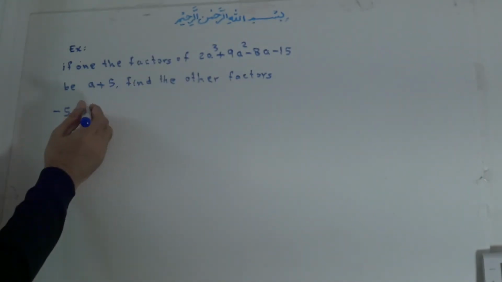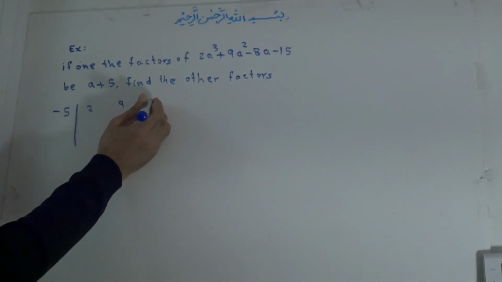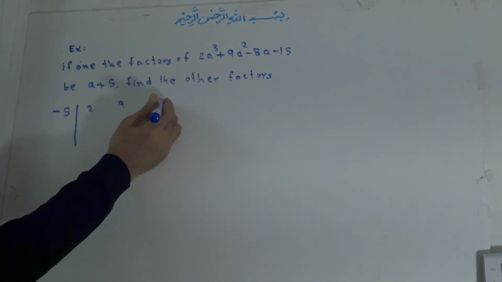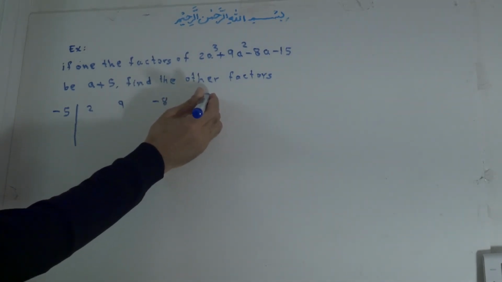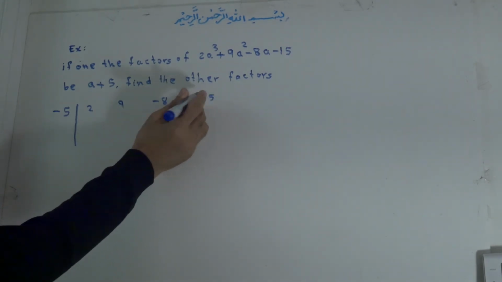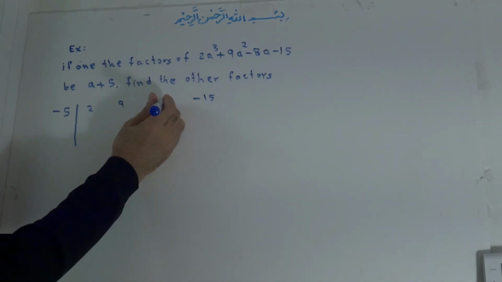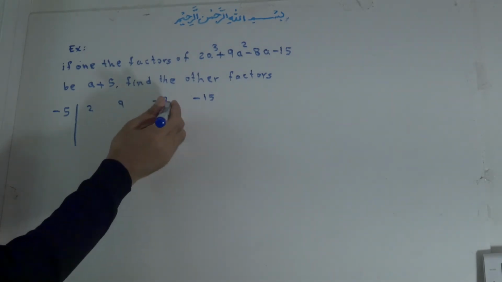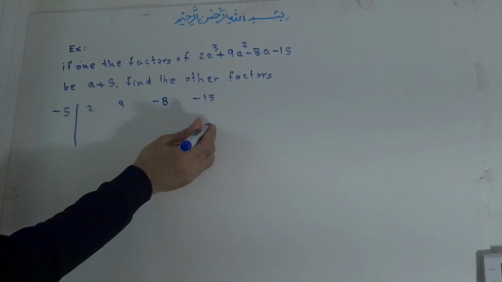Now what are the coefficients? There is 2, 9, minus 8, and minus 15. Minus 8 and minus 15, and we draw here a line like this.